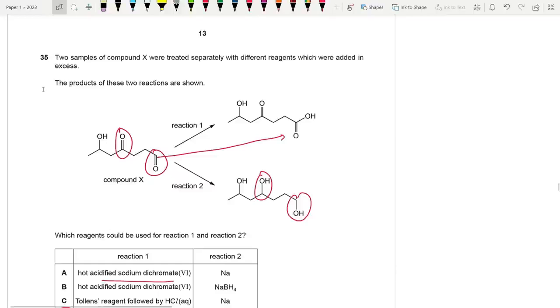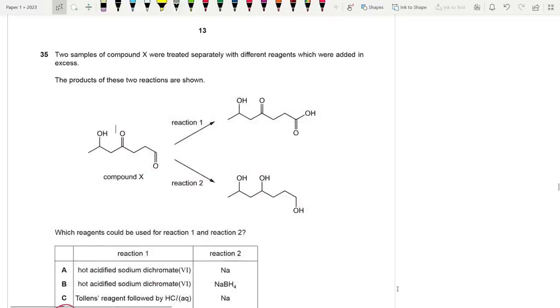36. Okay, let's do this one. Two samples of compound X were treated separately with different reagents. The products of these two reactions are shown. So in the first one, what happened? Everything remained the same. Just this aldehyde over here was converted to a carboxylic acid. So this is an oxidation reaction. And in reaction 2, what happened? The ketone and aldehyde were reduced to form a secondary and primary alcohol respectively. So this is reduction.